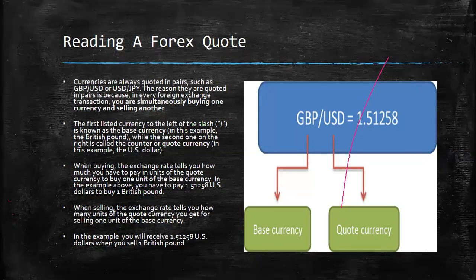When buying, the exchange rate tells you how much you have to pay in units of the quote currency to buy 1 unit of the base currency. So in the example, you have to pay $1.51 and some odd decimals to obtain 1 British pound. But when you're selling, the exchange rate tells you how many units of the quote currency you will get for selling the base currency. So for selling 1 pound, you're going to get $1.51. Does that make sense? I hope.